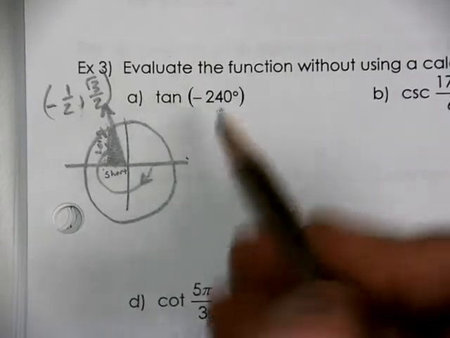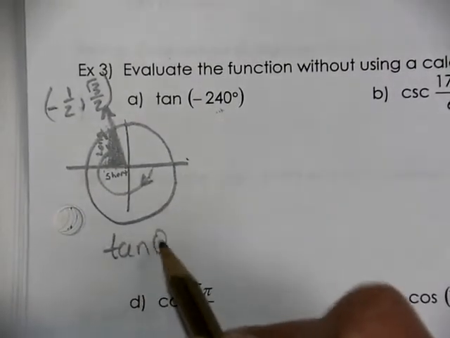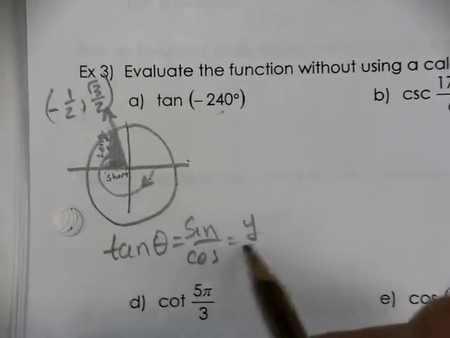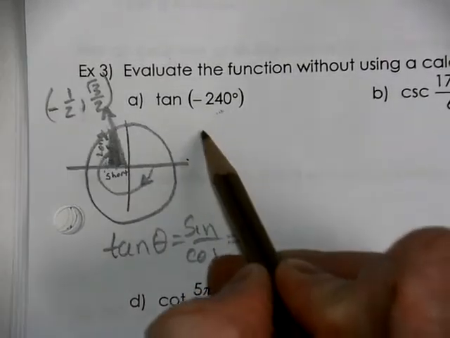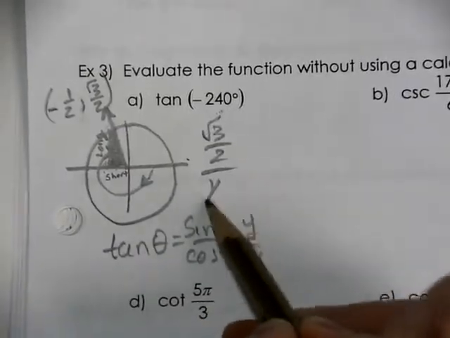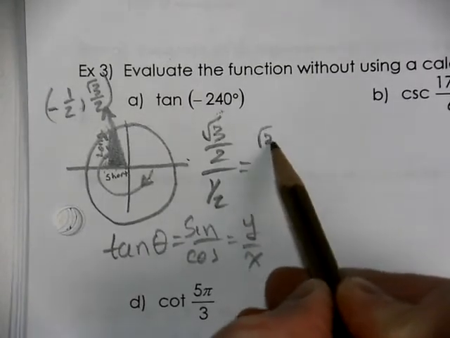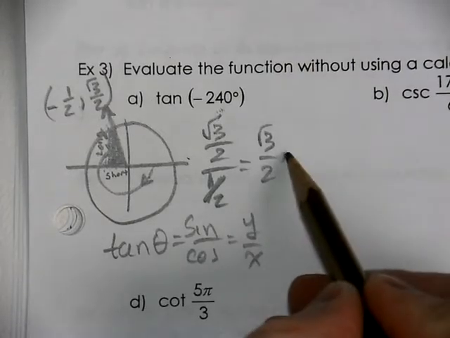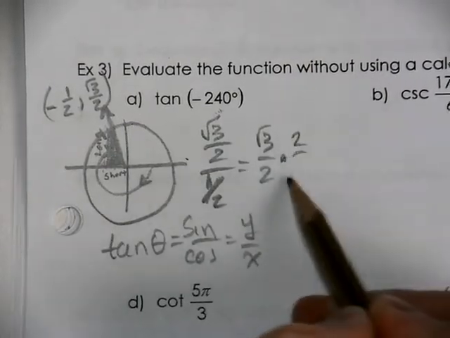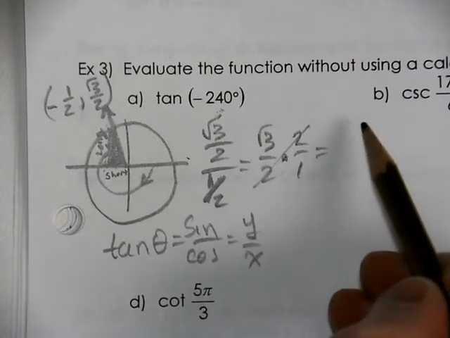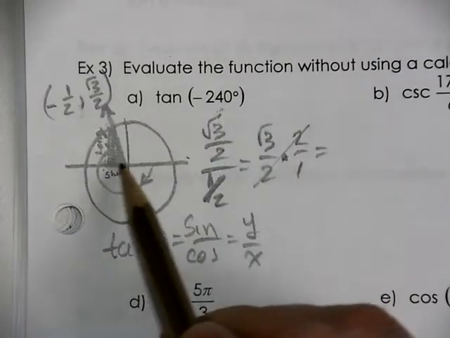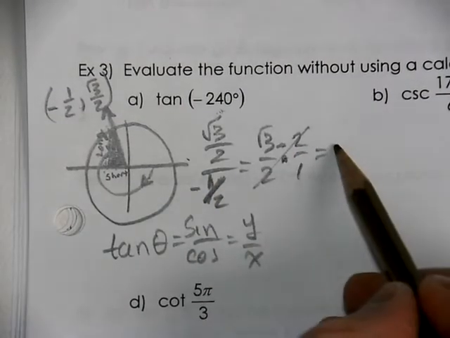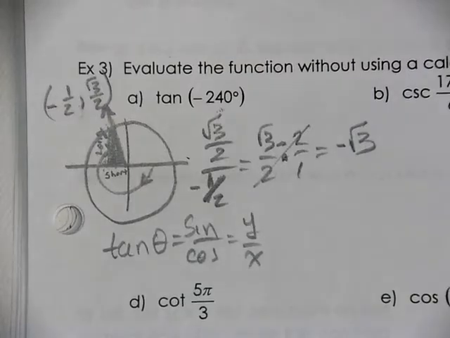So tangent, remember, tangent of theta is going to be sine over cosine, otherwise known as y over x. So our y value over our x value, this is a 1/2, not a y, and we multiply this to the reciprocal, and they cross off. The x is negative, so we get negative root 3.